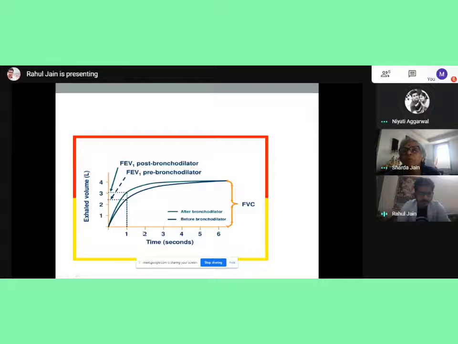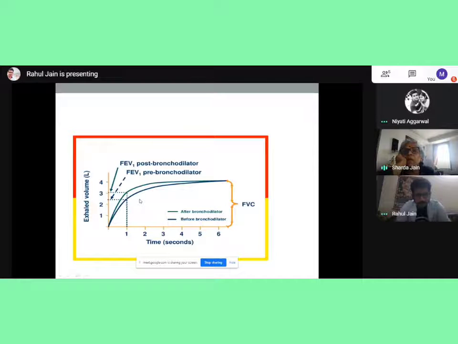So if I see this diagram, the whole thing is forced vital capacity. On the right side, I can see the exhaled volume I'm measuring. So in this figure, the patient is exhaling up to almost 4 liters. In the first second, he is exhaling 3 liters post bronchodilator, and pre-bronchodilator he is exhaling almost 2.5 liters. So there is an increase of almost 500 ml just within 1 minute after the pre and post bronchodilator. So that confirms my diagnosis of asthma.